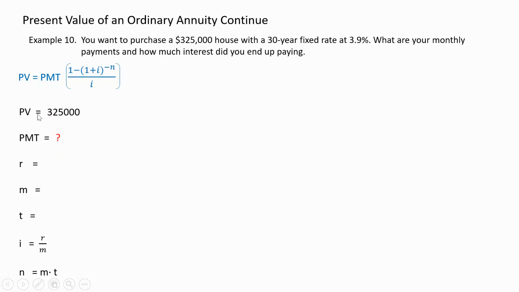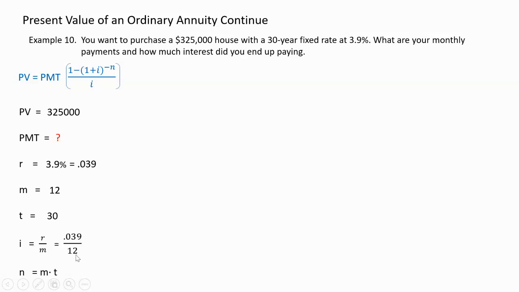Okay, so here's my P, the money that you want to borrow, $325,000. The interest rate R is 3.9%, which will be 0.039. The M, which is the payments per year, is 12. The T is 30. Most of the times, guys, for all loans, they're mostly 30-year or 15-year. If you can pay it off in 15 years, it's better because you end up saving a lot of money at the end.